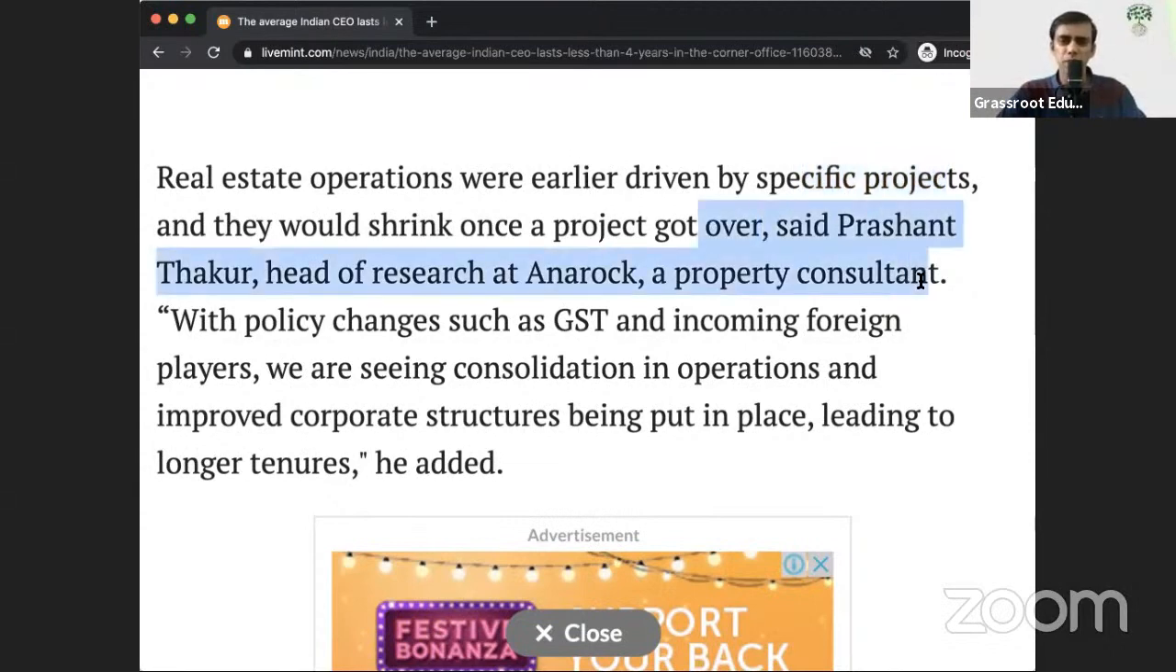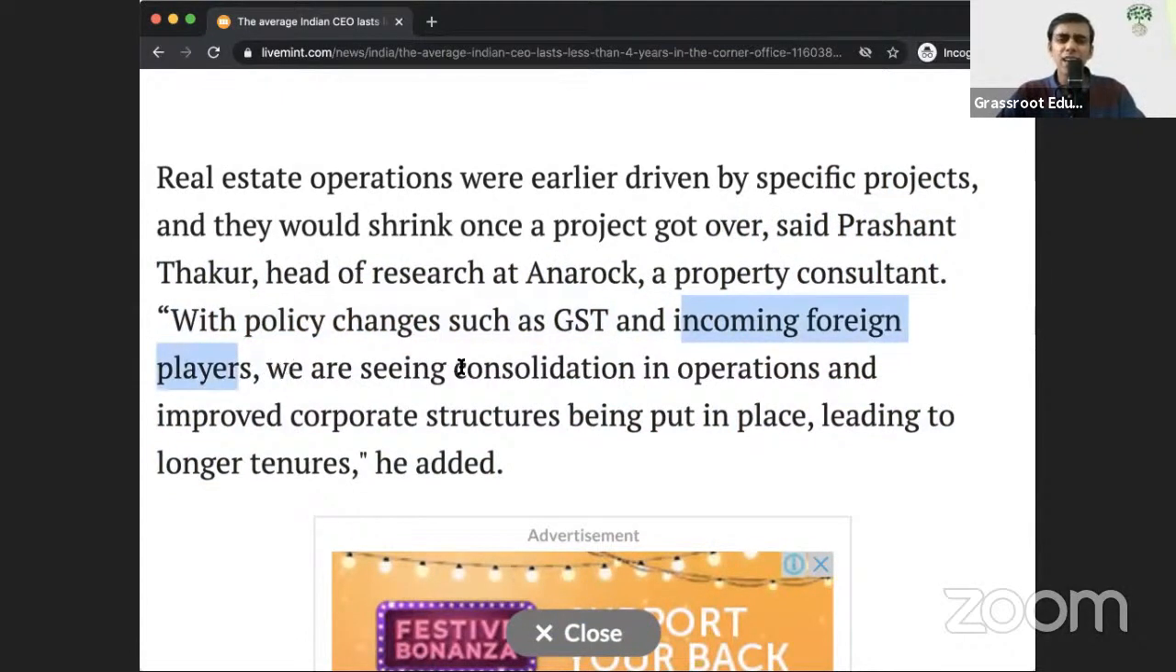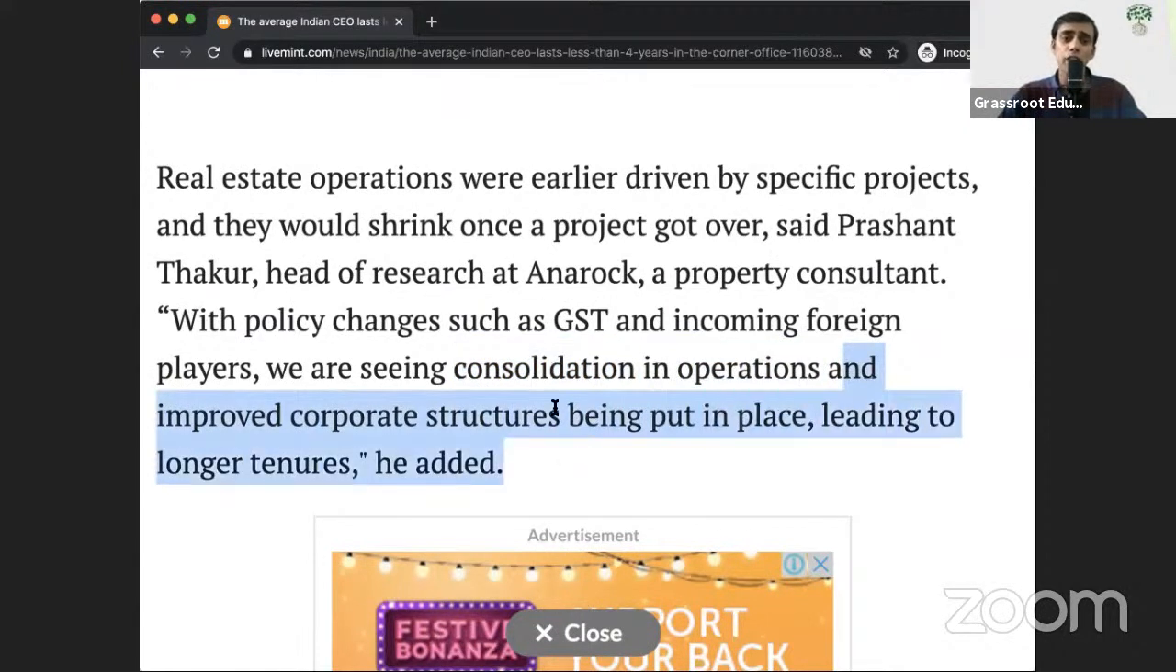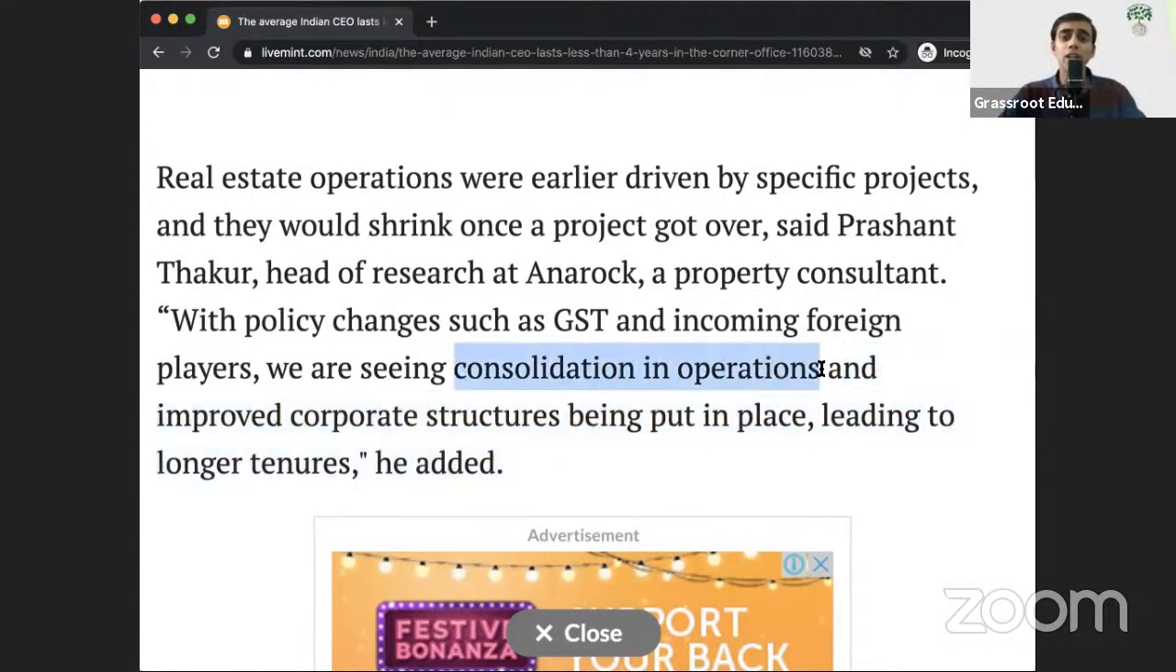Okay, said this person. Okay, with policy changes such as GST and incoming foreign players, we are seeing consolidation in operations. What do you mean by consolidation? Consolidation in operations and improved corporate structures being put in place, leading to longer tenures. What do you mean by this word? Consolidation in operations. Good. Atisya.